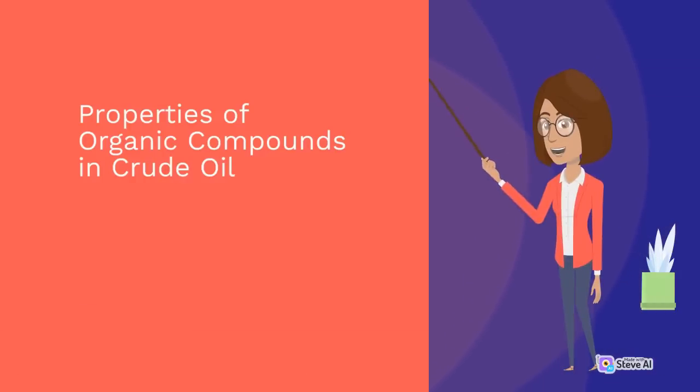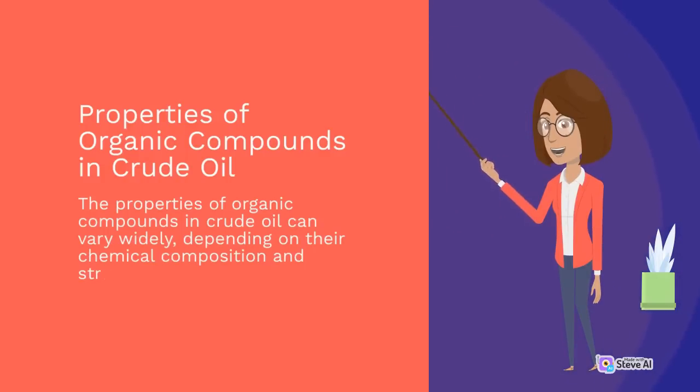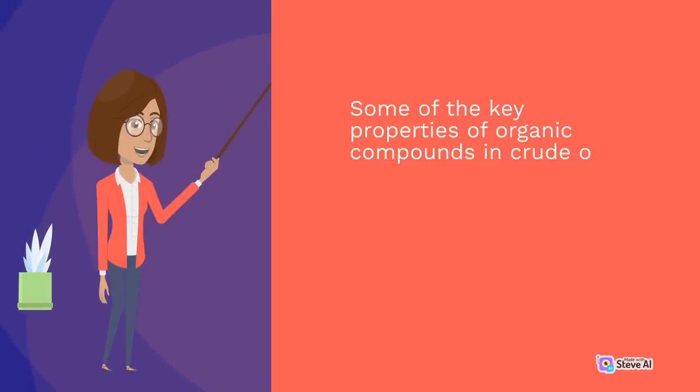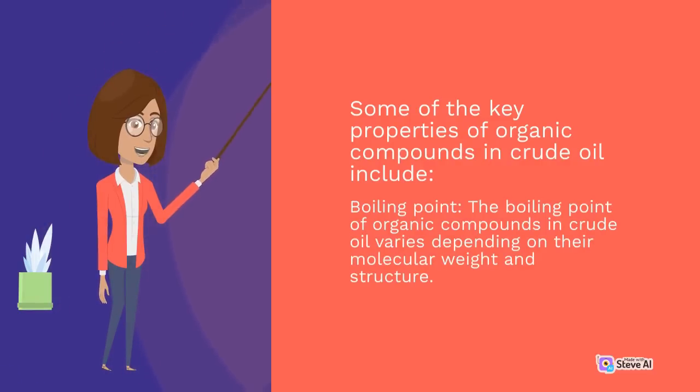Properties of organic compounds in crude oil. The properties of organic compounds in crude oil can vary widely, depending on their chemical composition and structure. Some of the key properties include boiling point. The boiling point of organic compounds in crude oil varies depending on their molecular weight and structure.